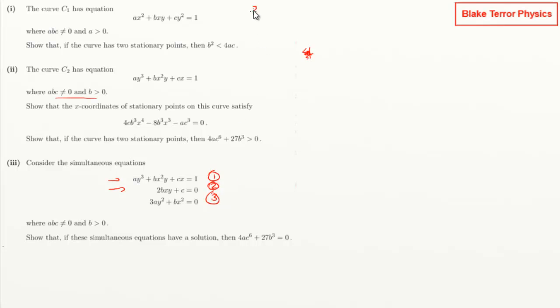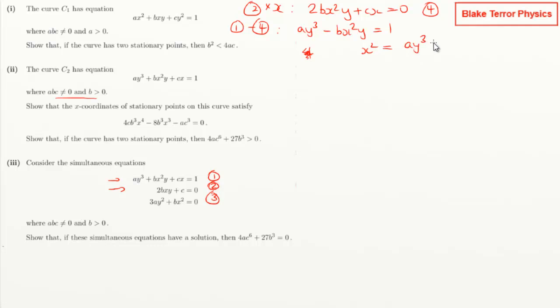I'm going to do equation 2 multiplied by x. So I'm going to get 2bx squared y plus cx is equal to 0. Let's call that 4. So if I do 1 minus 4, I'm going to get ay cubed minus bx squared y is equal to 1. So that looks good because I can now say that x squared is going to be ay cubed minus 1 divided by by. So I've got what x squared is.